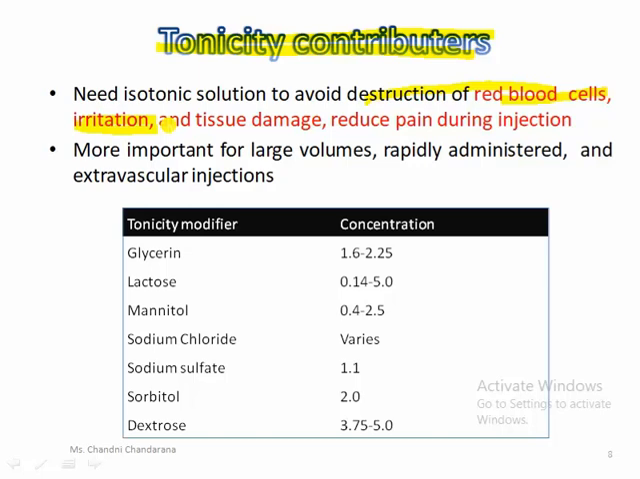So during injection there will be pain in the nerve endings. To reduce this pain we need to maintain isotonicity, to avoid irritation and tissue damage. It is more important for large volumes, for those which are rapidly administered, and for extravascular injections. These are examples of isotonicity adjusting agents, or contributors. We can use sodium chloride, sodium sulfate, sorbitol, dextrose, mannitol, sometimes glycerin as well as lactose.